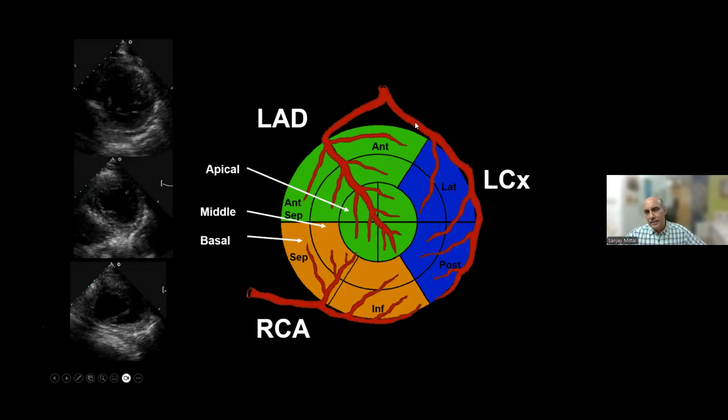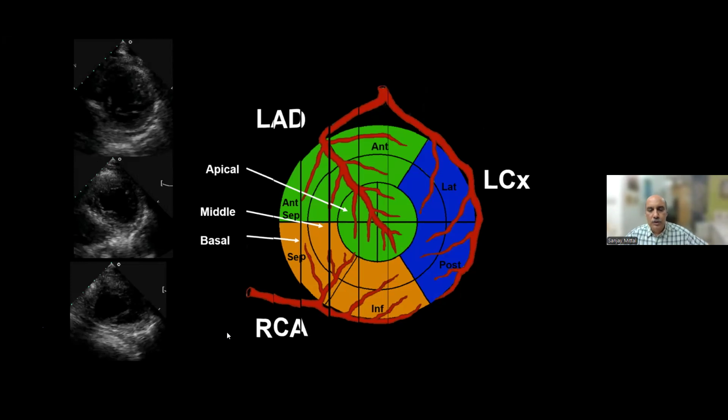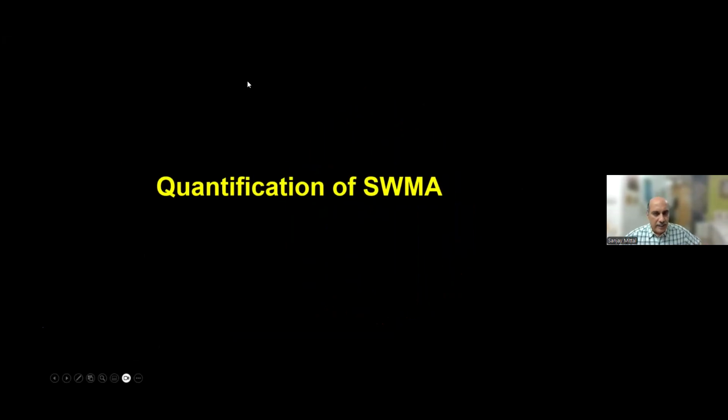The circumflex runs in the posterior atrioventricular groove, supplying the OMs, the first OM supplying the lateral wall, the second OM, and the third OM if it exists. The RCA supplies the PDA, posterior descending artery, and the posterior left ventricular branches, supplying, as I said, the septal branches, supplying the septum, and the inferior wall by posterior left ventricular branches. This is the common distribution of the coronary arteries.